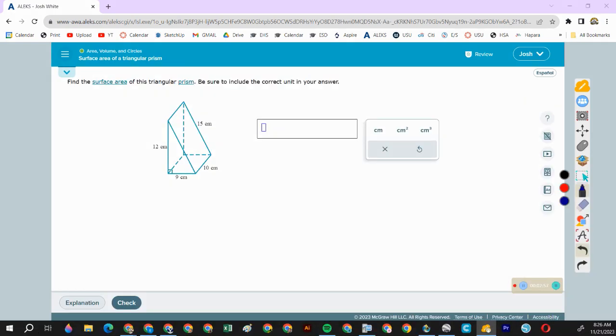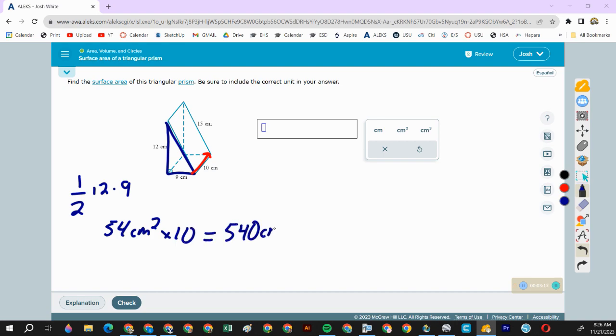All right. If I find this area, that's 1/2 times 12 times 9. So that's 6 times 9, which is 54 centimeters squared. And then I move it through that direction, times it by 10, and I get 540 cubic centimeters.